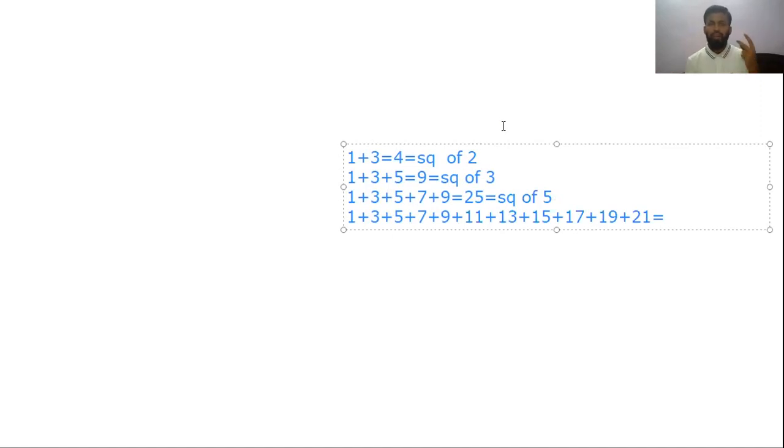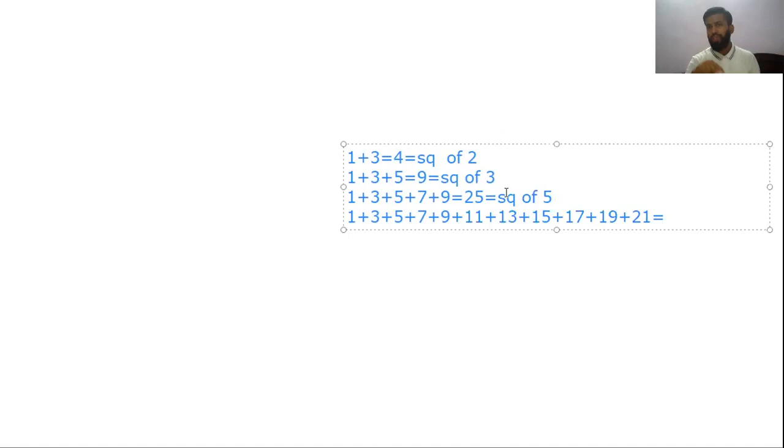If you had, in the first example, first 2 odd natural numbers, then their sum was equal to a square of 2. In the second example, if you had first 3 odd natural numbers, then their sum was equal to square of 3. If you had 1, 2, 3, 4, 5, in example number 3, when you had first 5 odd natural numbers, then their sum was equal to square of 5.